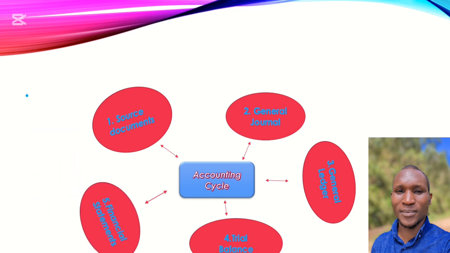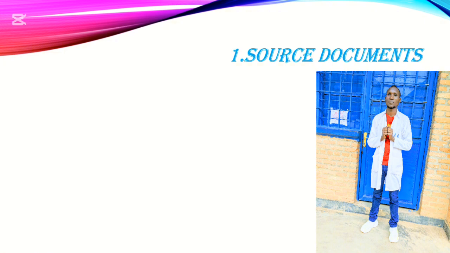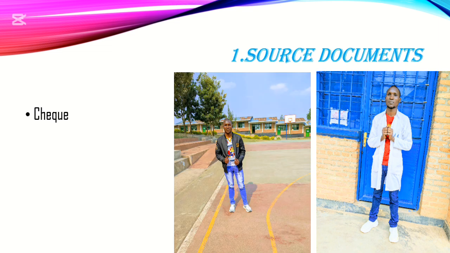Now, I know that most of you are wondering what the meaning of source documents is. Let me give you an example. I know that sometimes you issue or are given a check. A check is one example of a source document because it contains some information about a transaction. Not only a check but also a receipt. A receipt is a proof of payment when someone has already paid for goods or services. It's a must that a receipt must be issued.